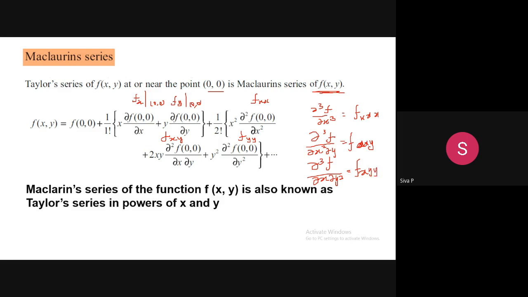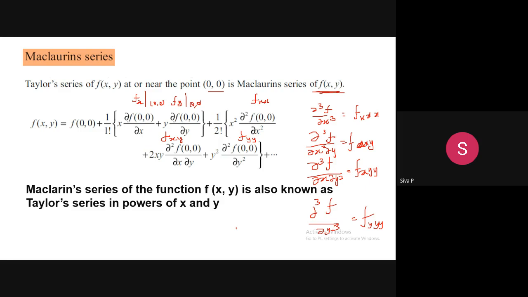Hereafter we will follow these notations only. Every time there is no need to write ∂³ like that. So simply we can write f_xyy, f_xxy like that. Finally, the last one is ∂³f/∂y³. That can be written as f_yyy. Okay, fine.